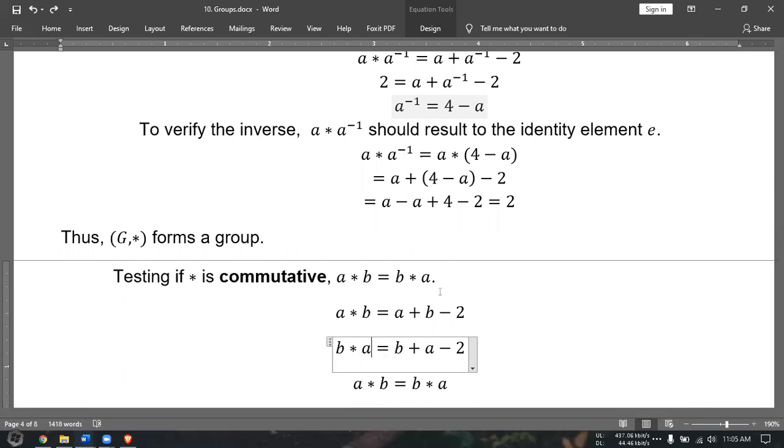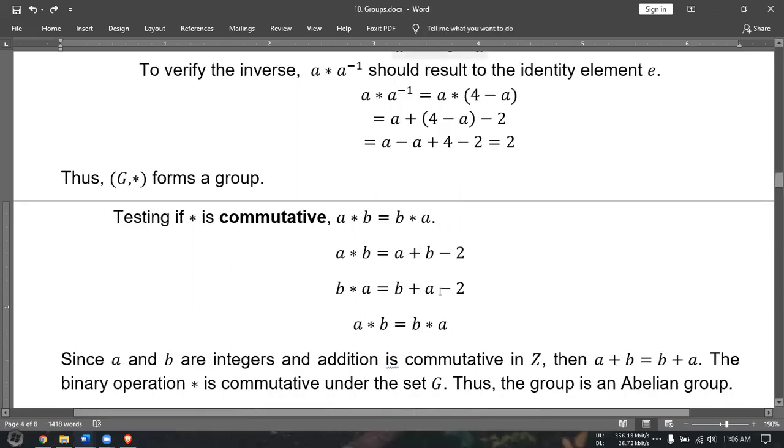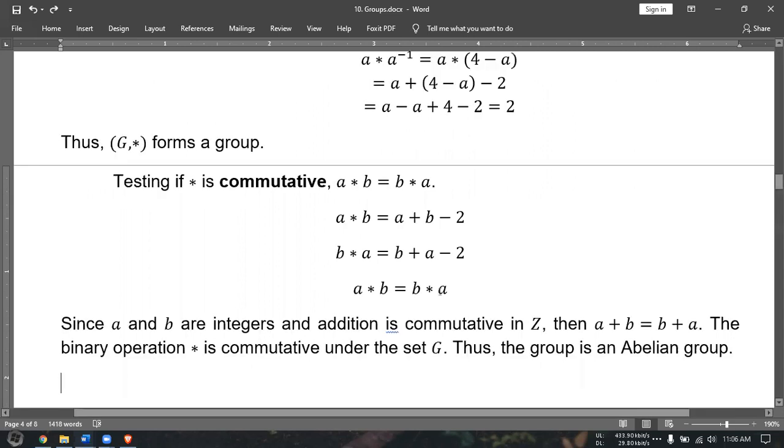What happened here? We know that addition is commutative. So A plus B minus 2 is just the same as B plus A minus 2. Therefore, A star B is the same as B star A. Since A and B are integers and addition is commutative in Z, then A plus B is equal to B plus A. The binary operation star is commutative under the set G, thus the group is abelian.